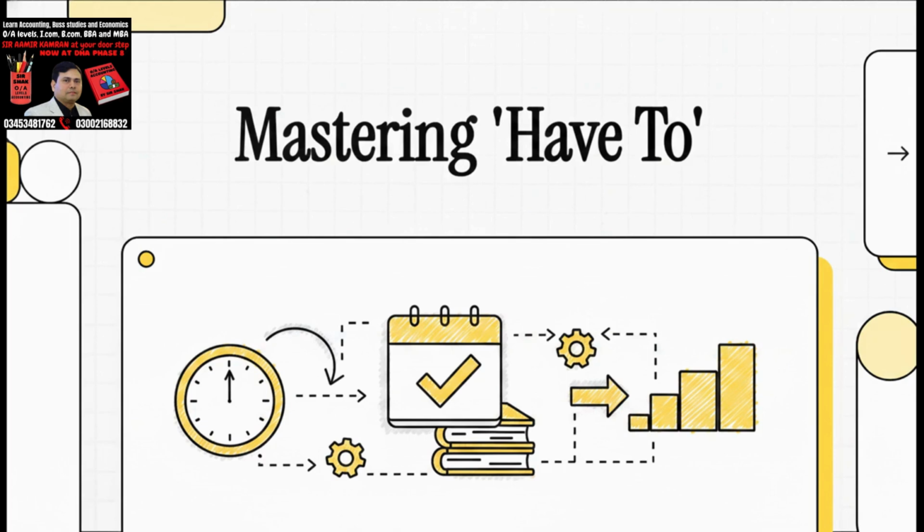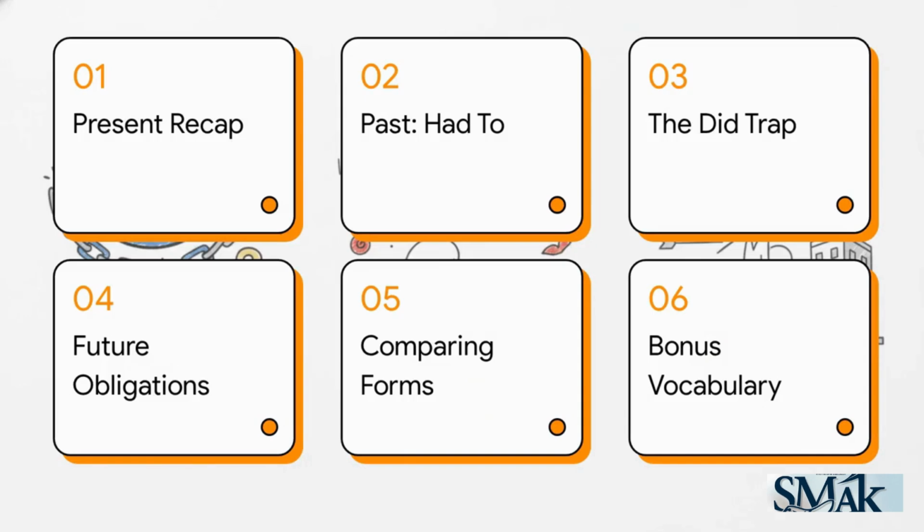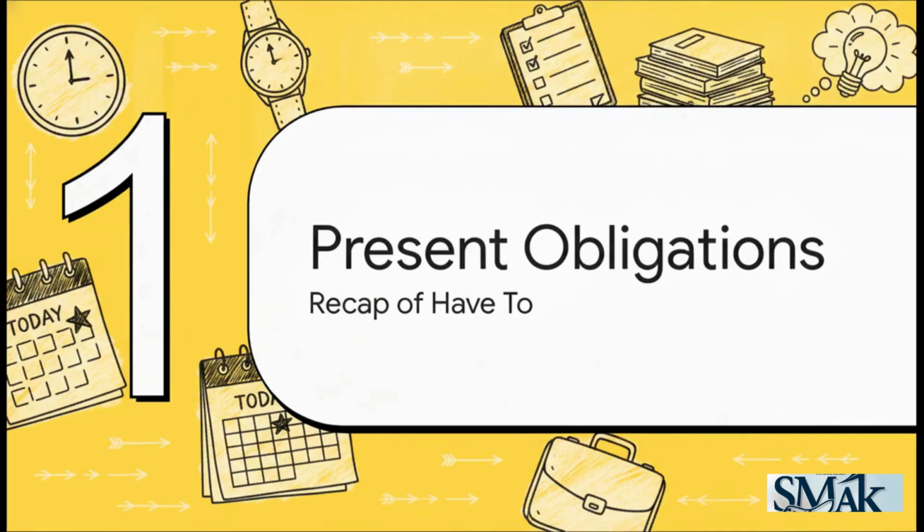We are going to lock down the rules of obligation across the entire timeline of your life, building a rock-solid framework that you can rely on every single time you speak. So here's our itinerary for today. We'll kick off with a quick present obligations recap, move right into past obligations with had to, navigate the tricky did trap, jump ahead to future obligations with will have to, compare all four variations side by side, and finally wrap up with some bonus idioms and vocabulary. All right, let's get right into it.